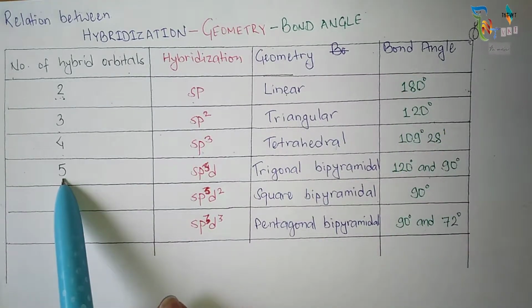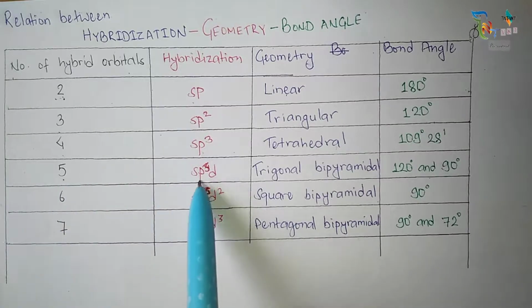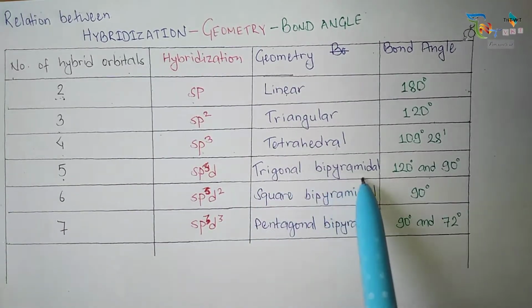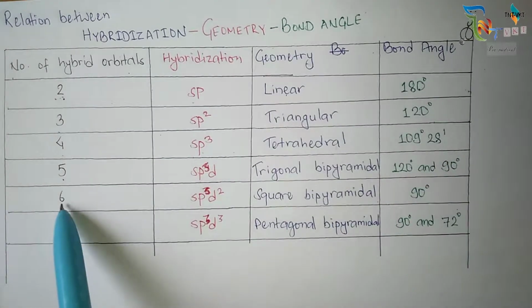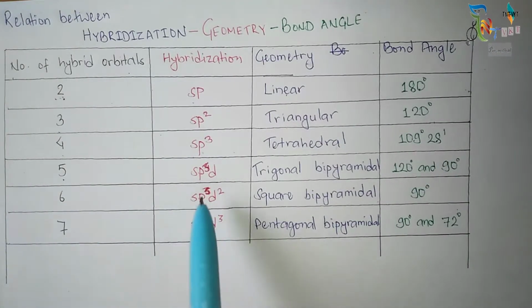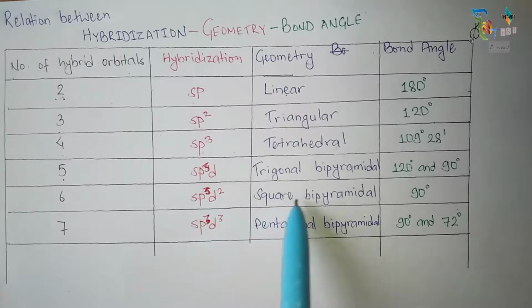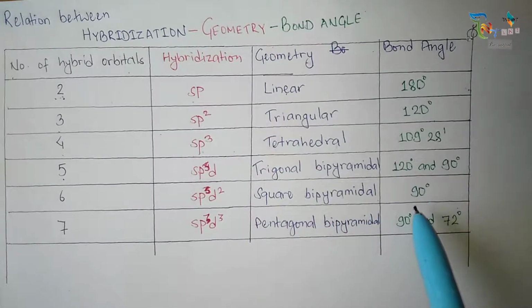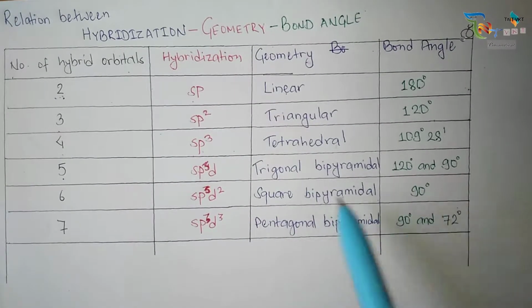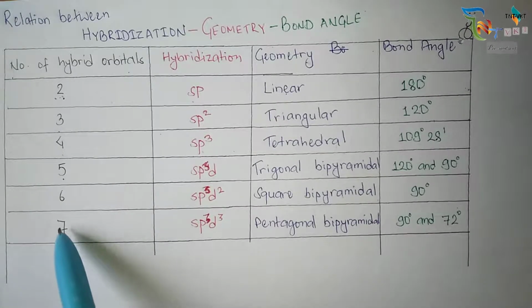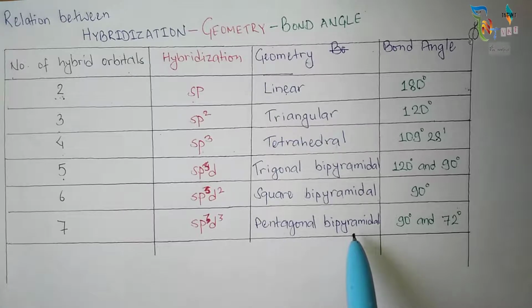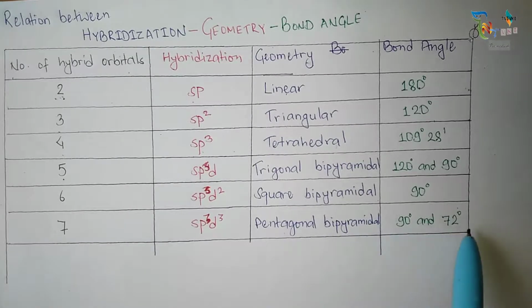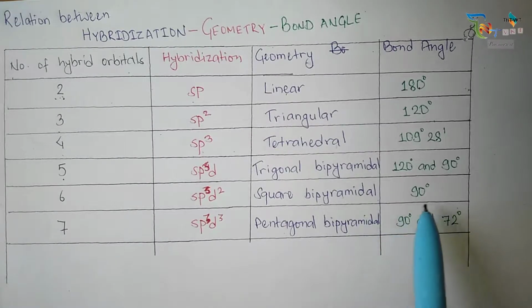When the number of hybrid orbitals is 5: sp3d hybridization, trigonal bipyramidal geometry, 120 and 90 degree bond angles. Number of hybrid orbitals 6: hybridization sp3d2, square bipyramidal geometry and bond angle 90 degrees. When the number of hybrid orbitals is 7: hybridization sp3d3, pentagonal bipyramidal, 90 degree, 72 degree bond angles.